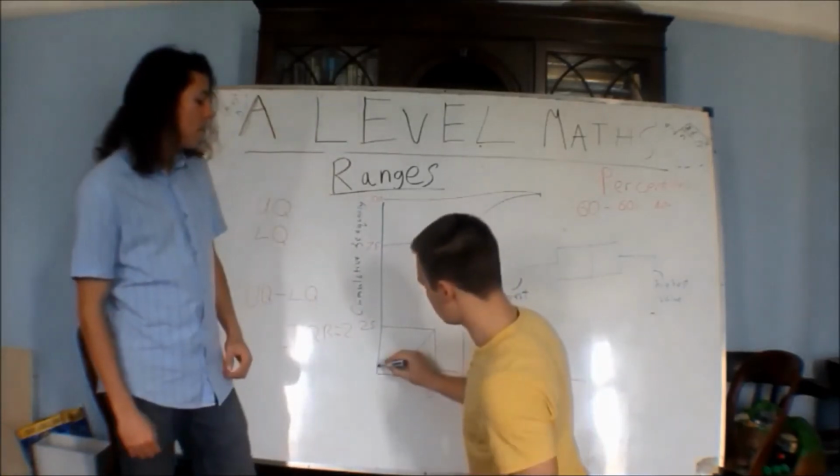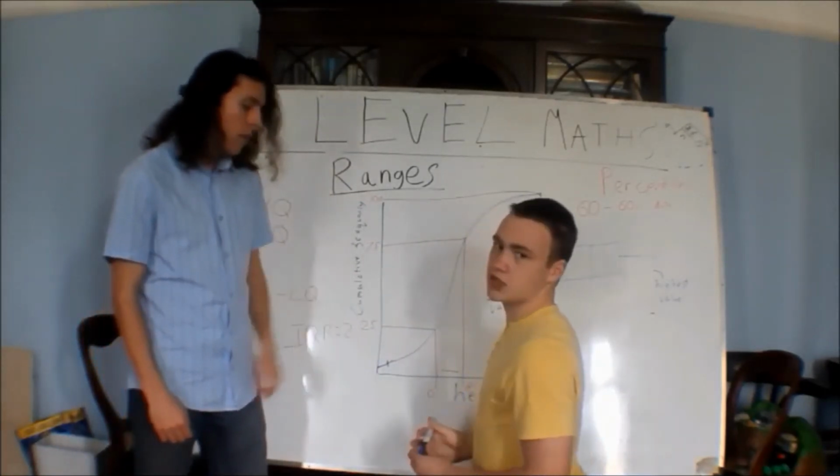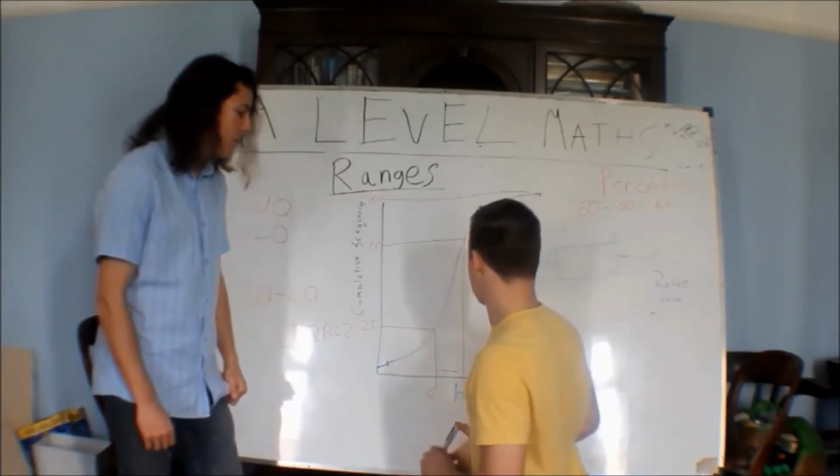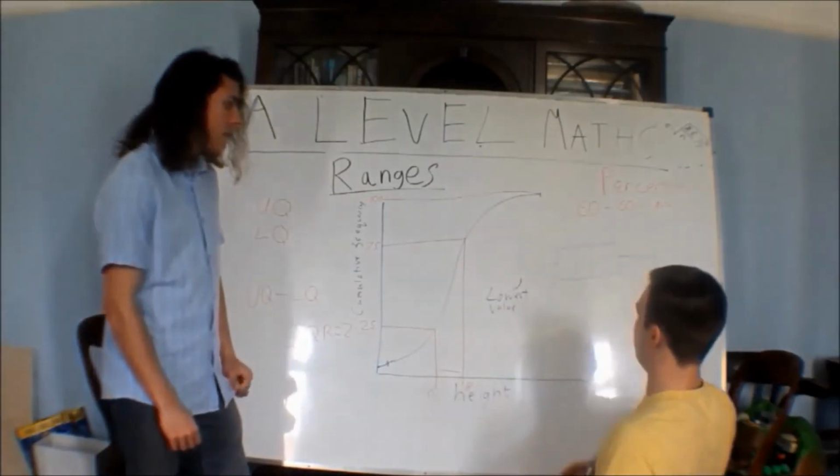Which isn't always zero. Sometimes it might be just a bit above, because you wouldn't measure something with zero height. It doesn't make any sense. But that's your lowest value and your highest value.